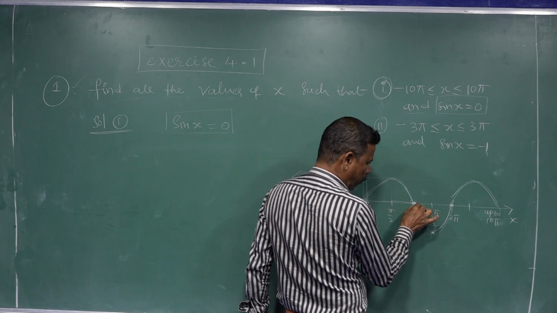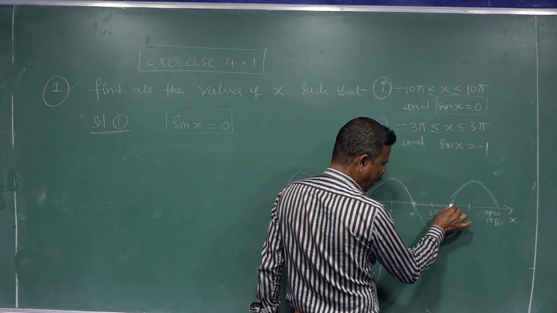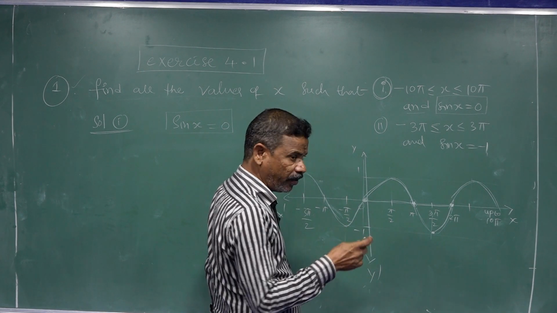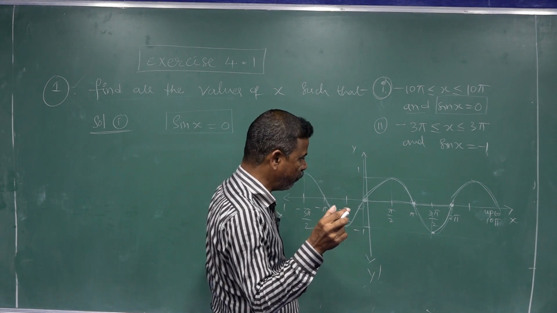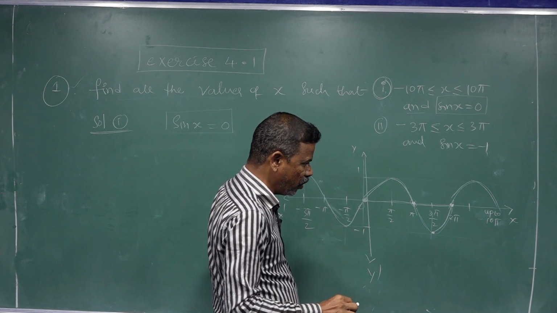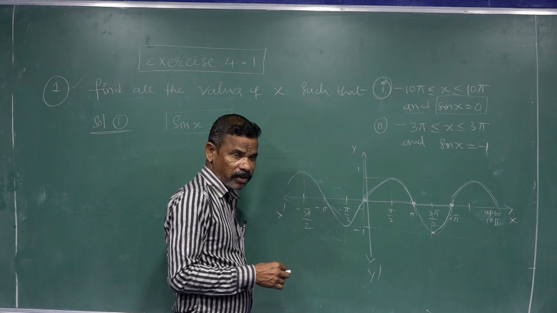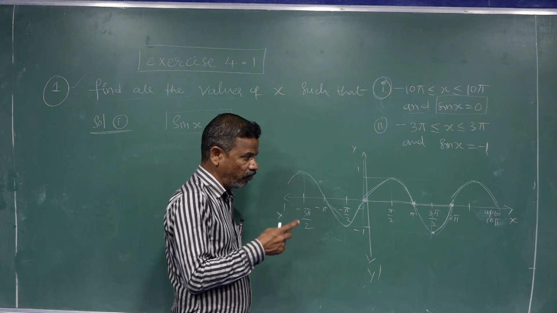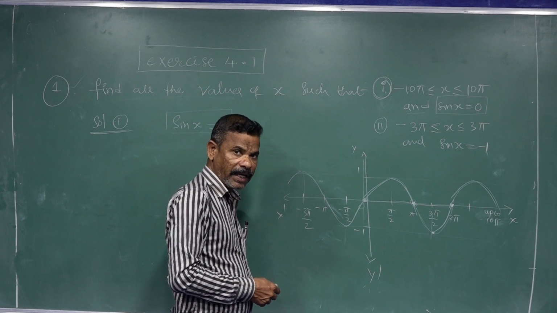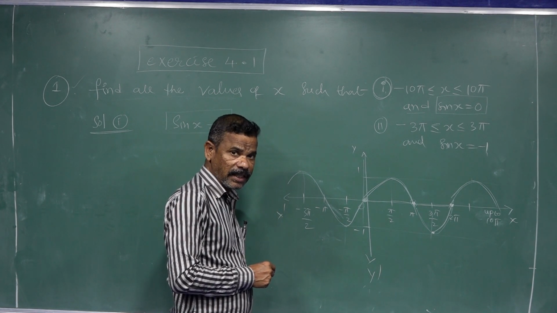After π, 2π is also 0. After that 3π, 4π, 6π, 7π, up to 10π, it is 0. At every multiple of π, that value is 0. Sin 0 is 0, sin 180 is 0, sin 360 is 0, sin 540 is also 0, like that up to 10π. How much is 10π? π is 180, and 180 into 10 is 1800 degrees. On this side, minus 1800 degrees. In that range, minus 1800 degrees to plus 1800 degrees, how many x values are there?